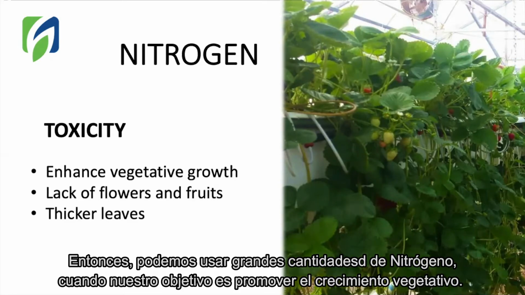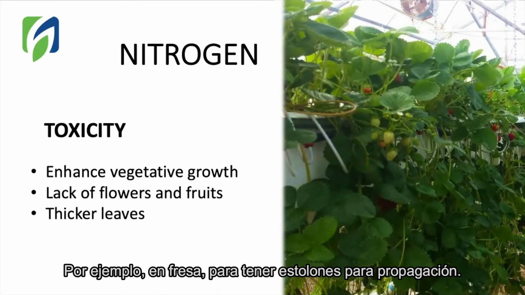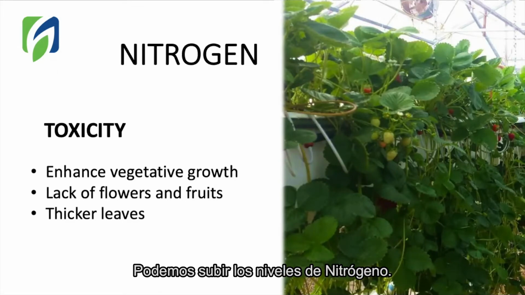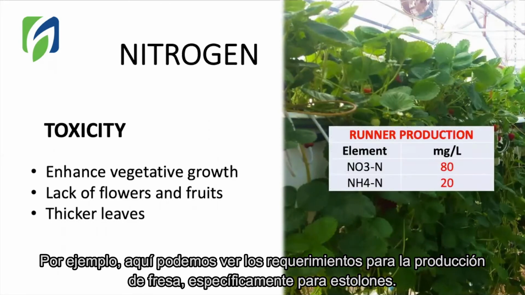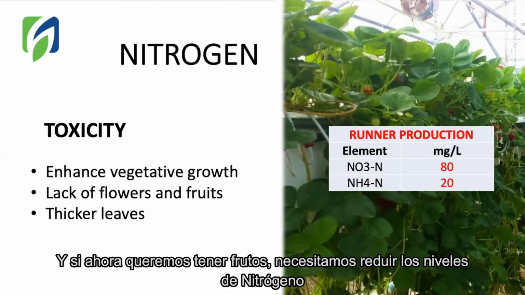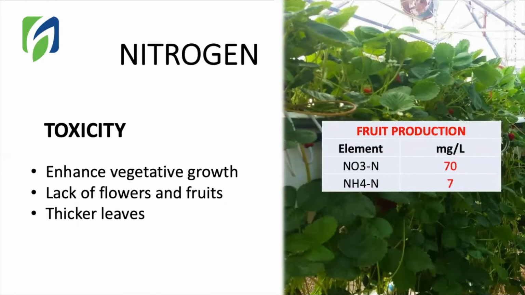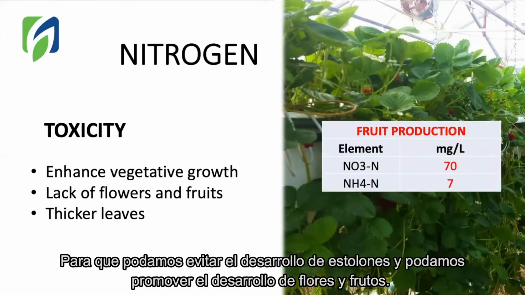So we can use high nitrogen quantities when our objective is to promote vegetative growth. For example, in order to get runners in a strawberry for propagation, we can increase nitrogen levels. For example, in here you can see the requirement for strawberry production, specifically for runners. And now if we want to get fruits, we need to reduce the levels of nitrogen so we can avoid the development of runners and promote the development of flowers and fruits.